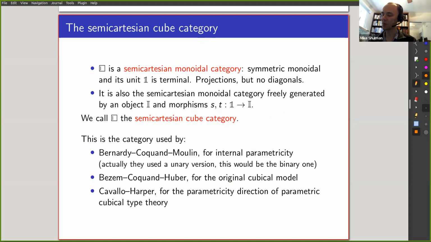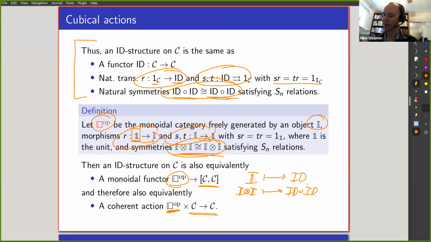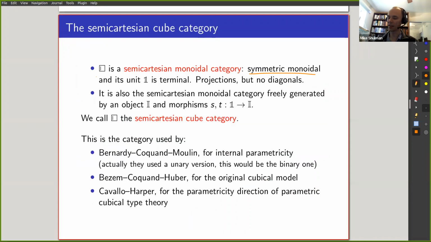This cube category turns out to be, in fact, a semi-Cartesian monoidal category. So that means it's a symmetric monoidal category, and its unit object is a terminal object. I guess over here in cube op, the unit is an initial object, and so now if I reverse it, I get a terminal object. So that means it has projections, but it doesn't have diagonals. We haven't introduced any diagonals on squares in our syntax, so it makes sense that we don't have those, but we do have symmetries.